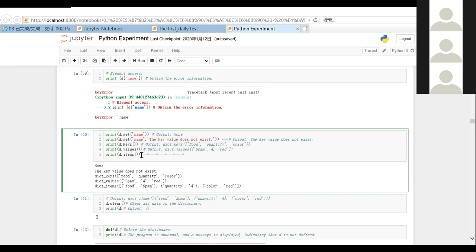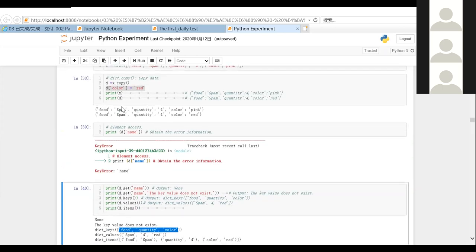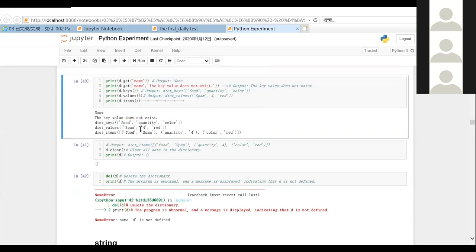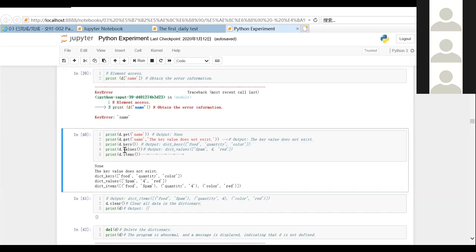And also we can use this method to pick up the keys, the values and items. So if we use data.keys, we can pick up all the keys from the dictionary. Here are three keys: food, quantity, and color. And also we can use data.values to pick up all the values from the dictionary, and data.items to pick up all the items. So the output will be like this.